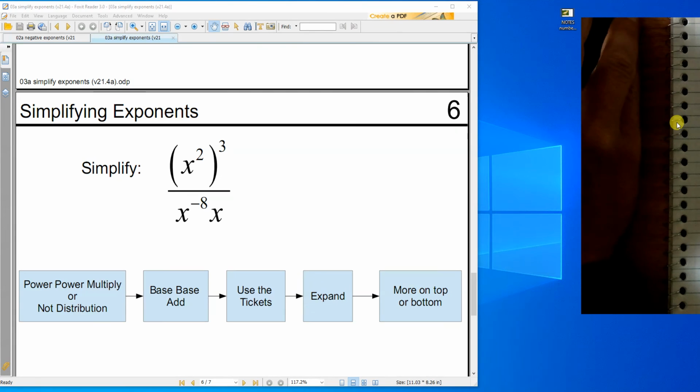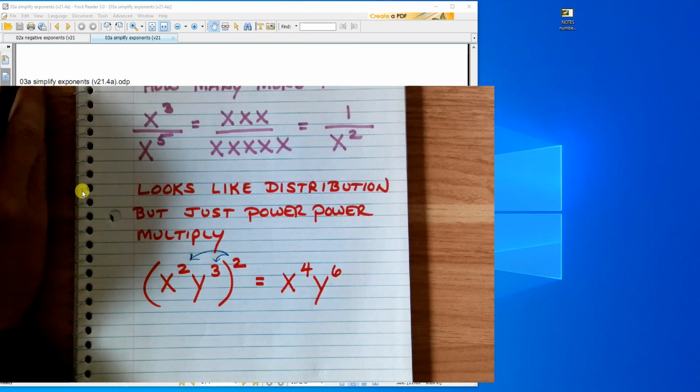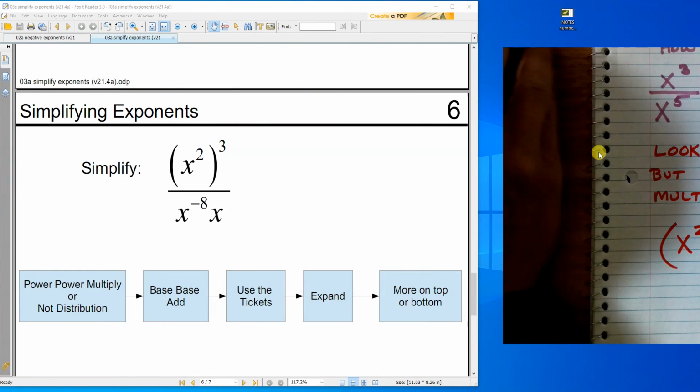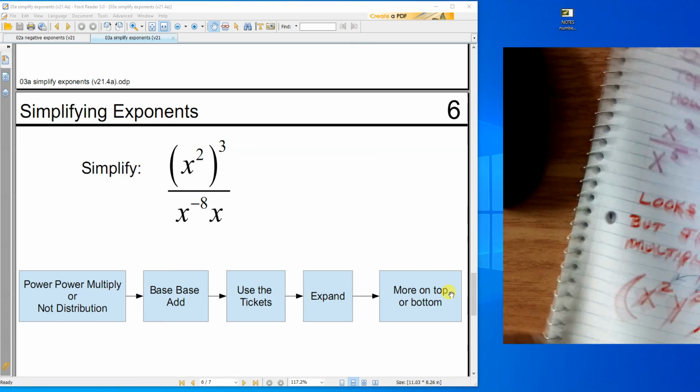So how do I simplify an exponent? Well, I have all the basic tools. I have power to a power, multiply, base, base, add, more on top or bottom. But here's a flow map. I usually start with power to a power, multiply, or not distribution. Then I do base, base, add. Then I use tickets. Then I expand it, and I do more on top or bottom. So let's put this flow map into our notes.